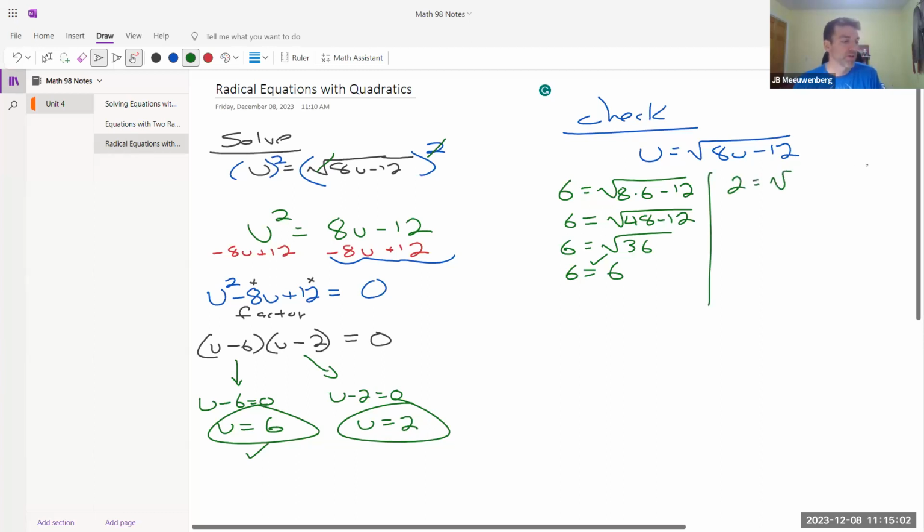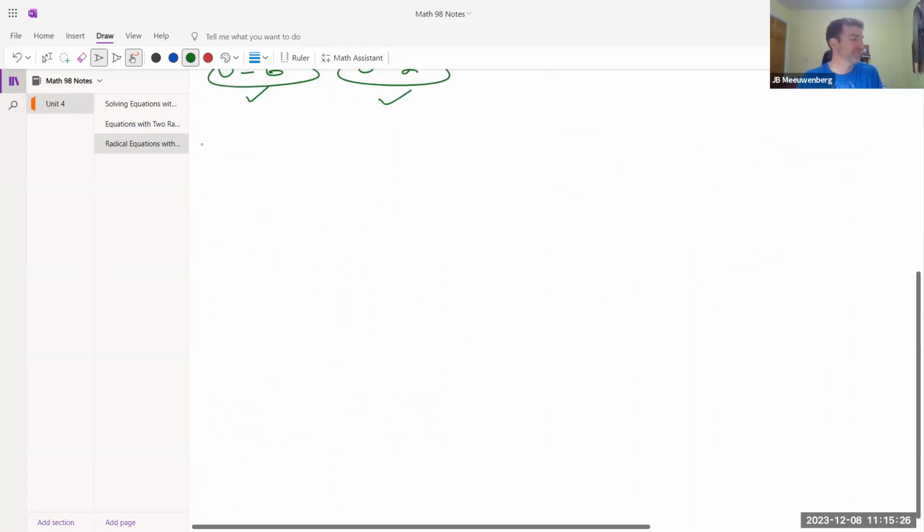2 is equal to the square root of 8 times 2 minus 12. 2 is equal to the square root of 16 minus 12. And you can see it's probably going to work. 2 is equal to the square root of 4. And yes, 2 equals 2. That checks out. So for this one, we have two solutions. Okay? Let's try another one.